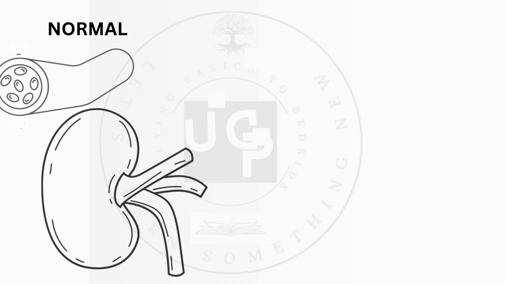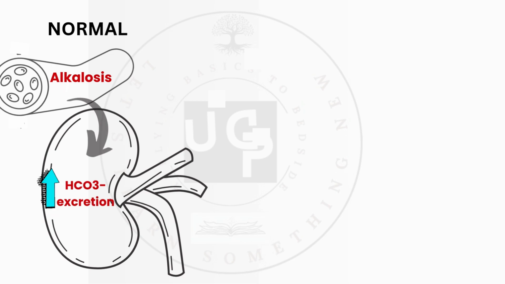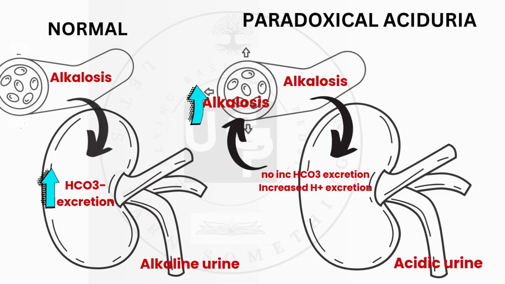So, under physiological conditions, we all know that whenever there is excess alkali in the blood, as a part of homeostasis, the body tries to excrete this excess alkali to bring back the pH to normal. So, on excretion of this alkali, the urine becomes alkaline. However, in case of paradoxical aciduria, this homeostasis mechanism is altered, leading to excretion of more acidic urine.